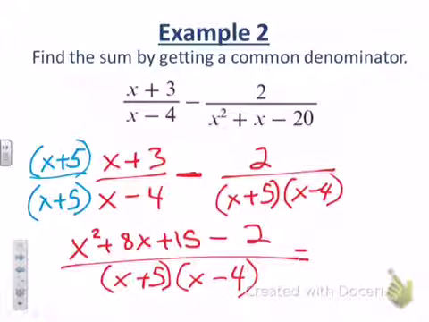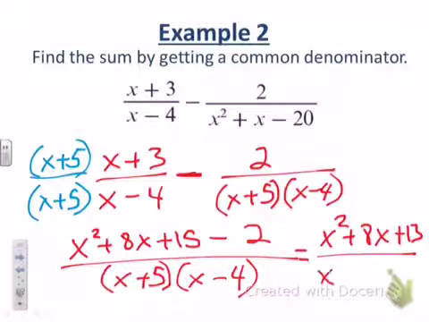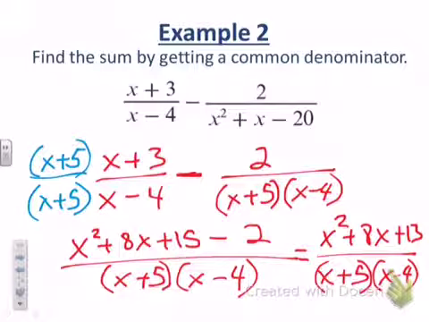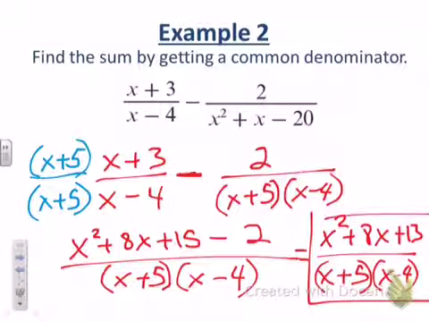So I've got here x squared plus 8x plus 13 over x plus 5 times x minus 4. Now how do I know that the numerator can't be factored? Nothing multiplies to be 13 that also adds to be 8. I mean, 13 and 1 we could factor it, but that doesn't give us 8. So that is the final answer.